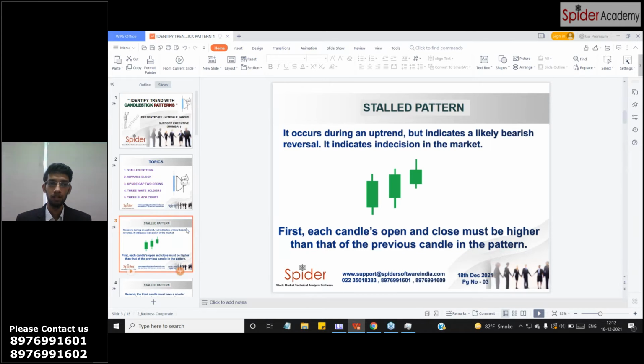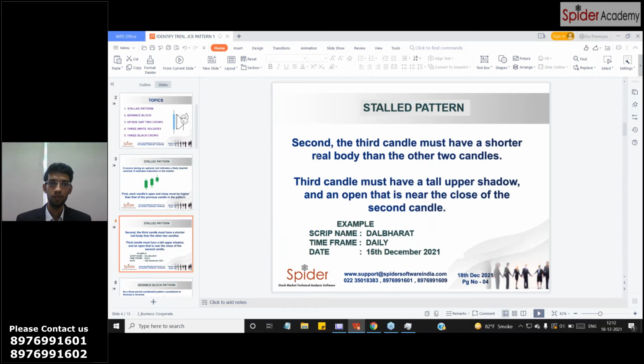Then the second condition is the third candle must have a shorter real body than the other 2 candles, which means when we compare with the last 2 candles, the third candle body should be smaller, where we can see a higher upper wick. So in short, the third candle should be small so that we get a reversal signal that supply is coming in there.